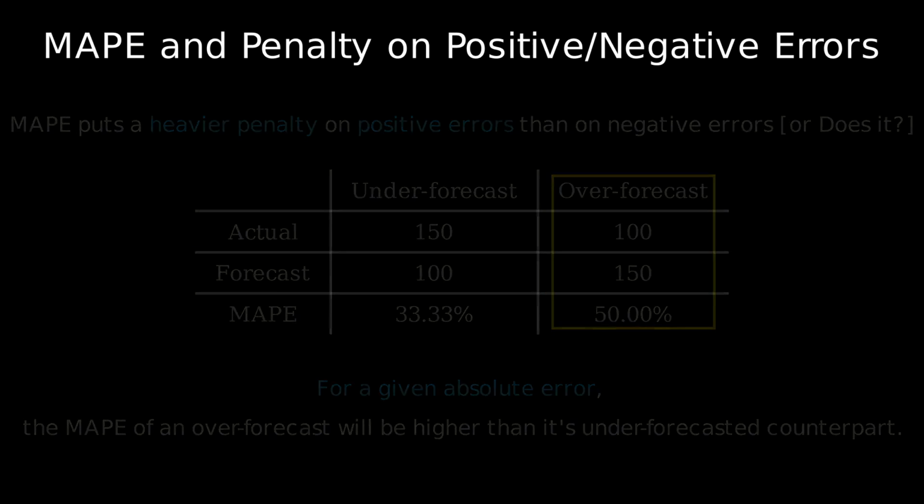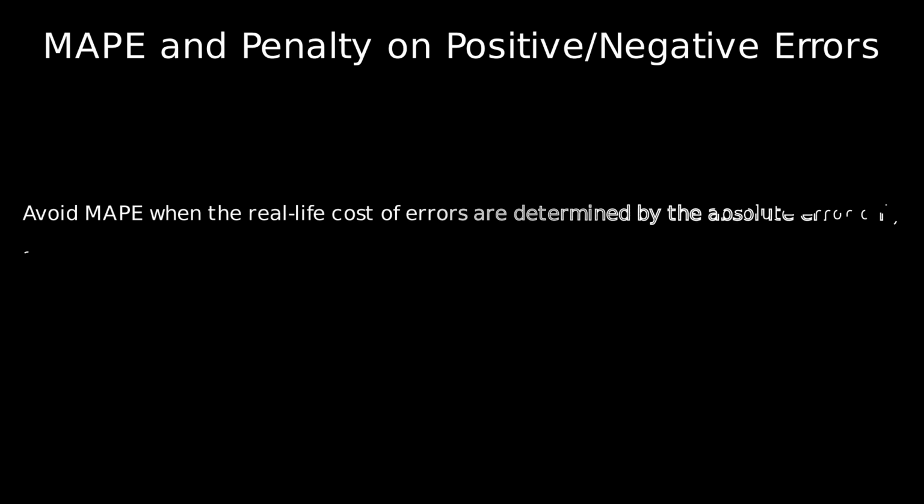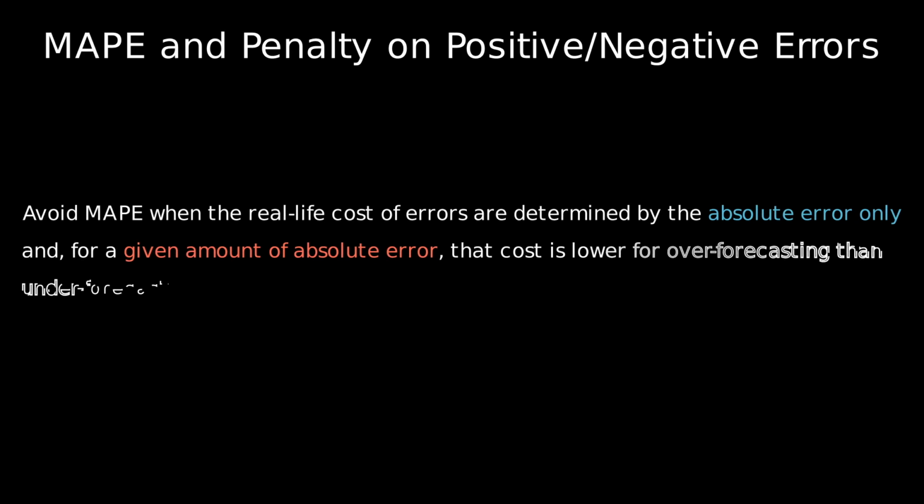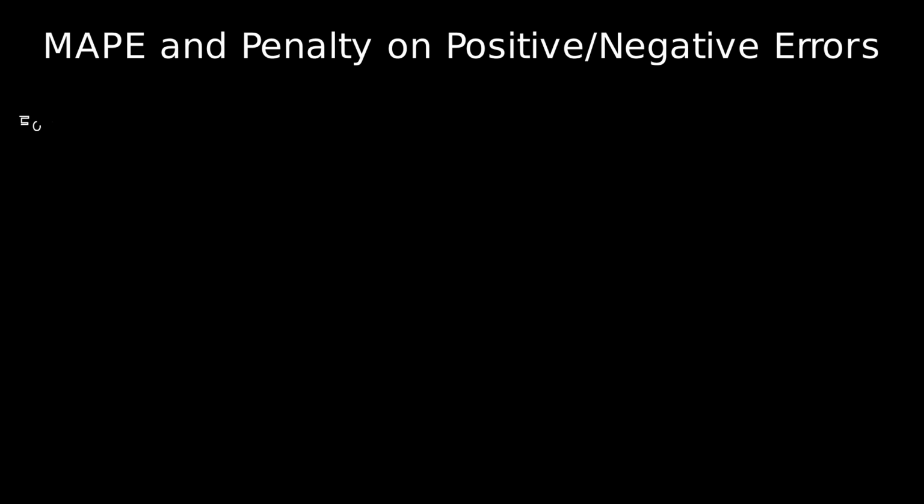What are the implications of this? Let's see. You should avoid MAPE when the real-life cost of errors are determined by the absolute error only, and for a given amount of absolute error, that cost is lower when the error is due to over-forecasting than when it's due to under-forecasting. Let me give an example.